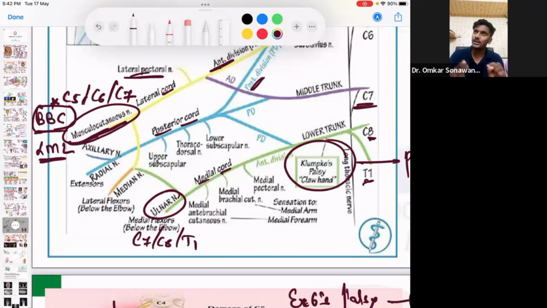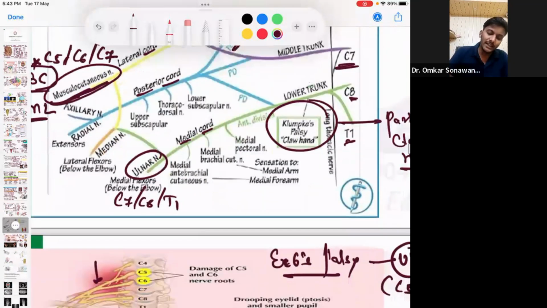No issues with this. The musculocutaneous nerve also gives two cutaneous branches. First is the lateral cutaneous nerve of the arm. Second is the lateral cutaneous nerve of the forearm. The lateral cutaneous nerves of the arm and forearm are branches of the musculocutaneous nerve. And the last L goes for the lateral branch of the median nerve.